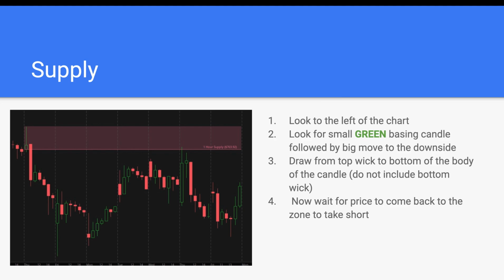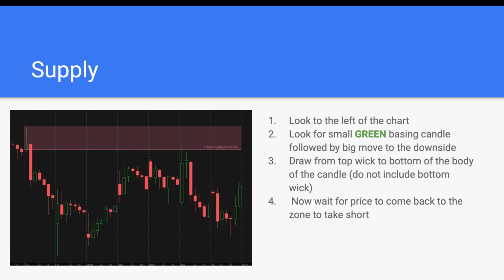So those are what we're looking for. We're looking for demand: a small red basing candle followed by a big move, a green. And for supply, you're looking for a green basing candle followed by a red drop. That's going to be your supply zone. So that's what we're looking to plot off of.